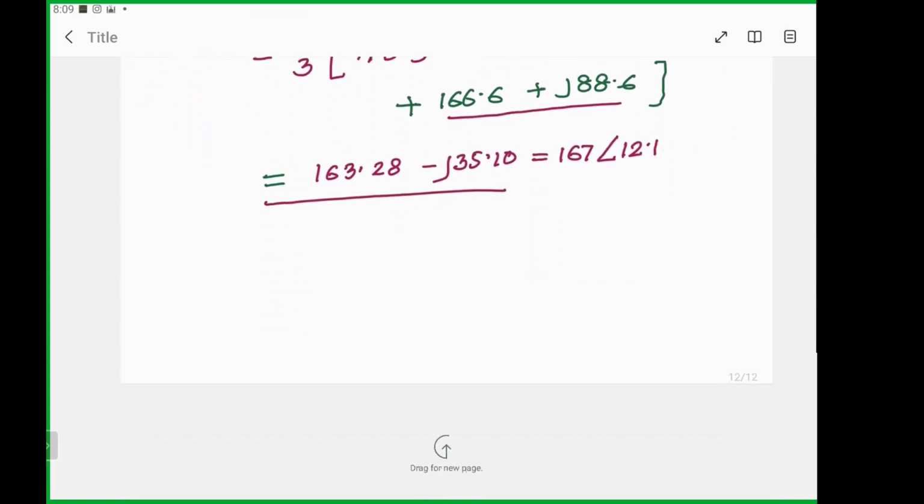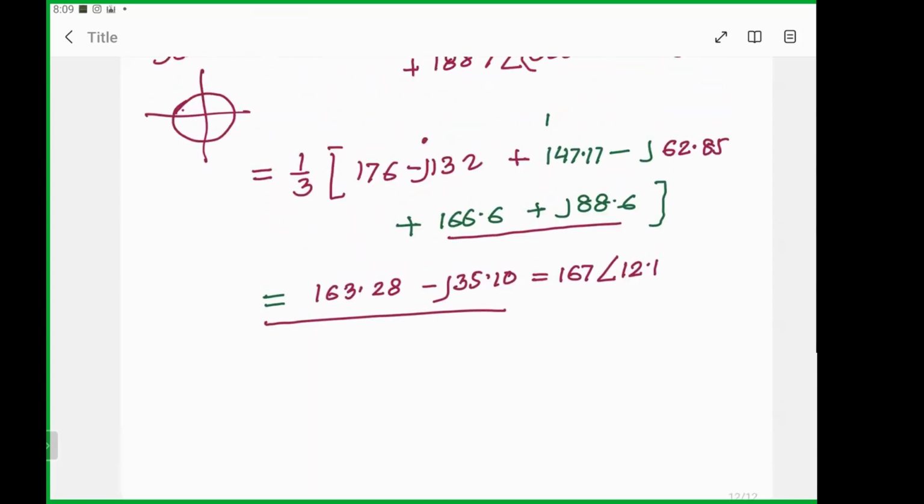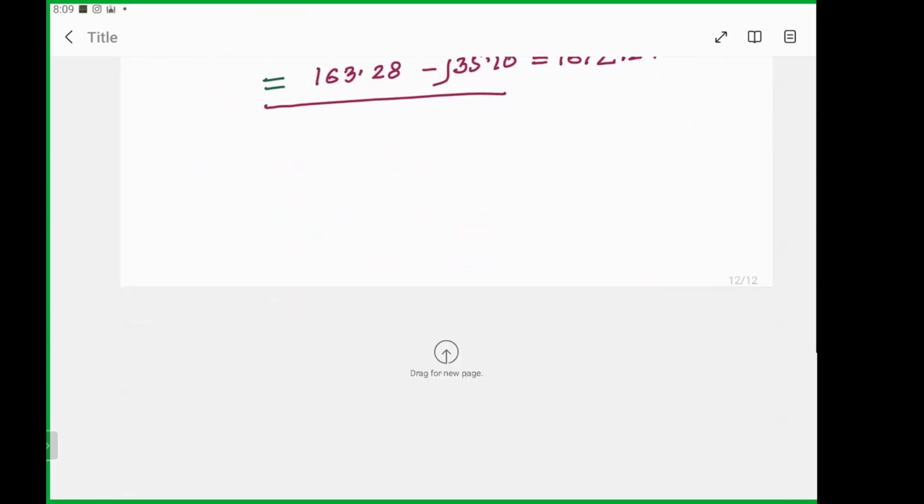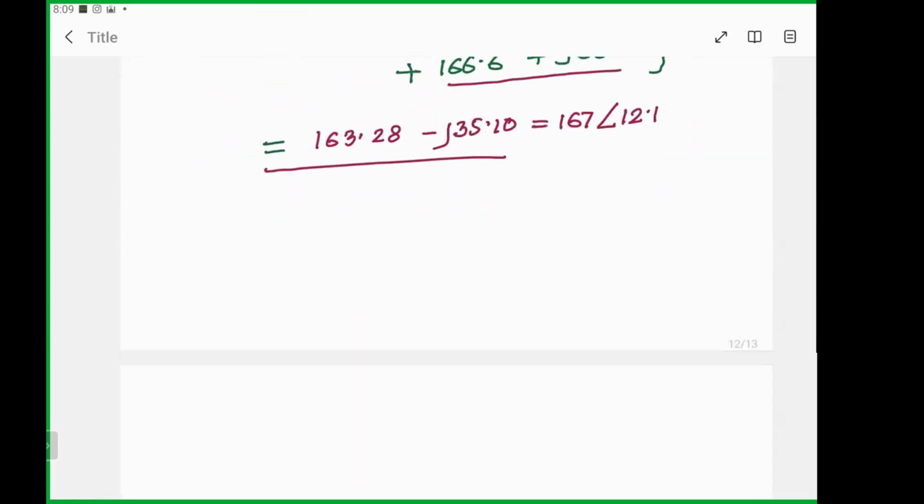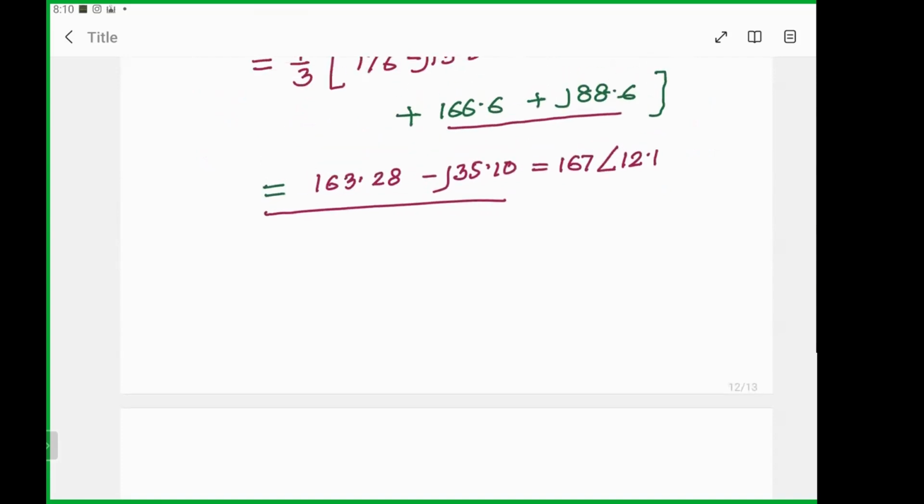I'm assuming that is fine. I got 12.2, but 12.2 is the same. As long as the full number is fine, that should be fine.